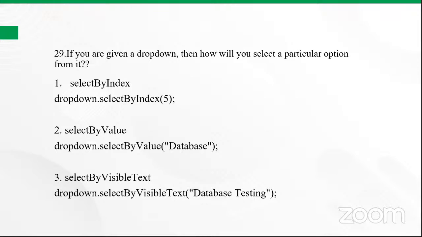Before using these methods, we first need to import the select package and then create an object of the select class. We need to find that select drop down by using any locator technique, and create an object of the select class and give that element as the argument. Then you can use the three methods which I'm showing on the screen: select by index, select by value, or select by visible text.